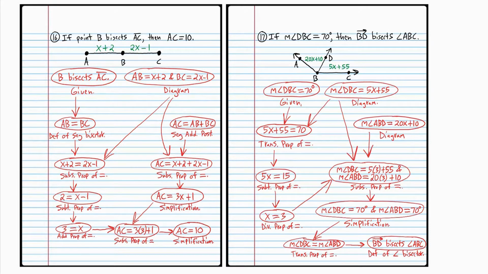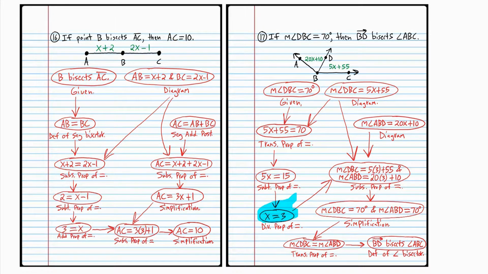All right, we're back. So your proof should look something like this. Obviously we're starting out with the given information, which includes the measure of angle DBC, but also we know the measure of angle DBC is equal to that expression, 5x plus 55. So we're going to combine that information with these two arrows to get an equation. And with that equation, we can find x is equal to 3.